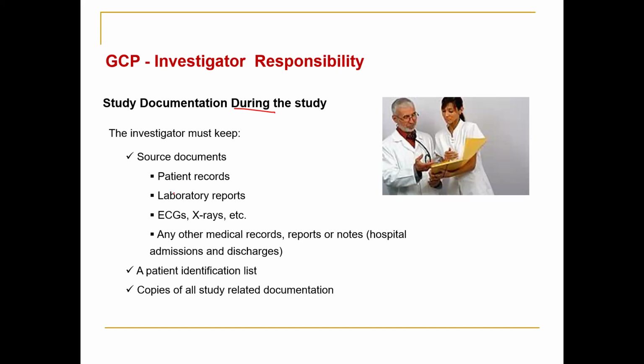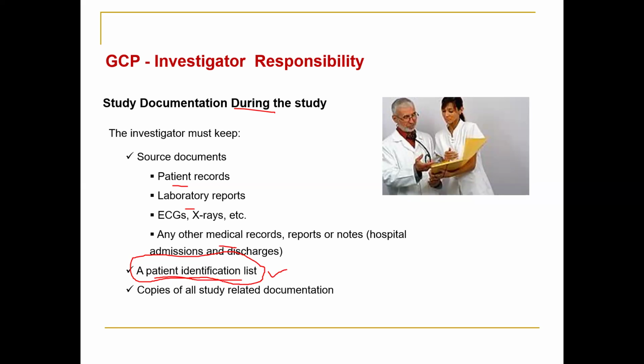Source document: they have to collect the patient record, any lab report, any X-ray, ECG report, any other medical record, and the patient identification list. Because, I'm not sure if we discussed this earlier, this is the only document which will be available at the investigator site. If you are going for an interview for CRC or CRA, people can ask you the question: what document will be available at site but not in a CRO or a sponsor? That is the patient identification list.